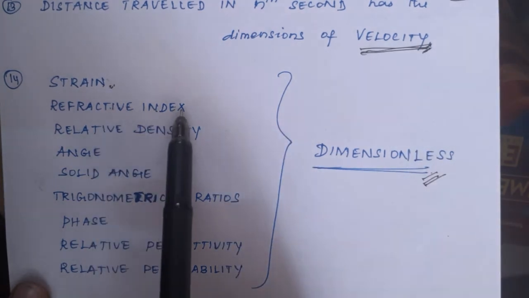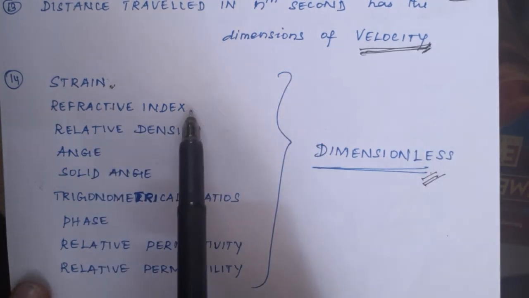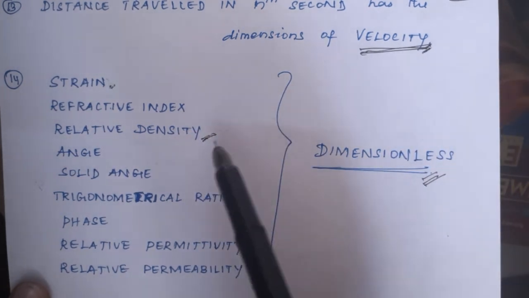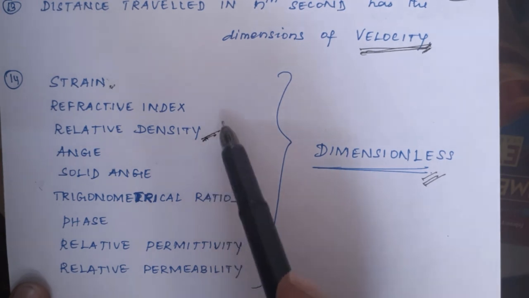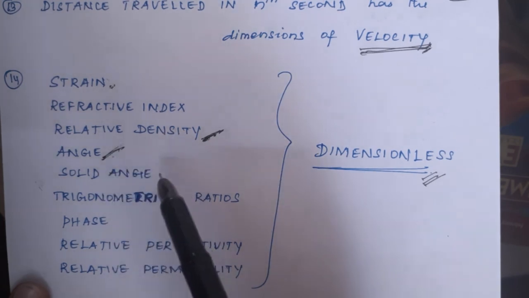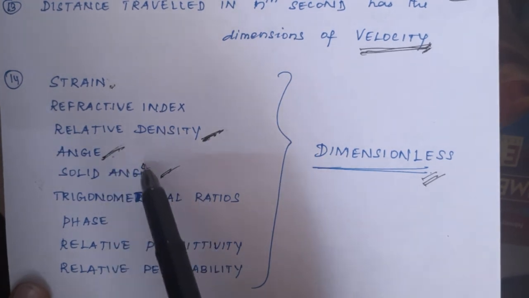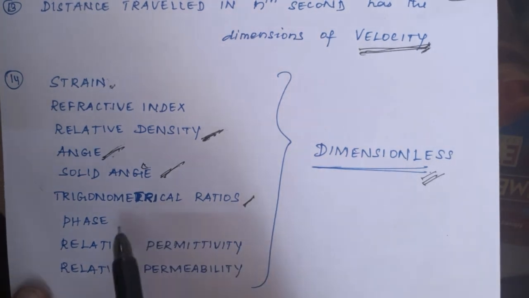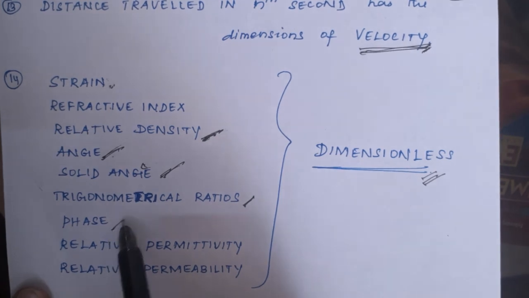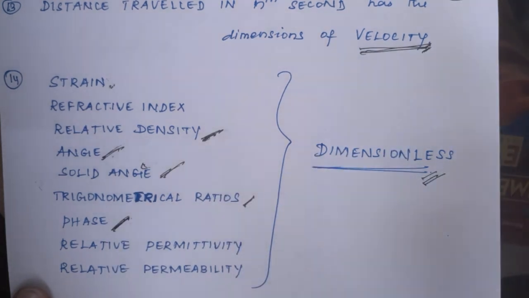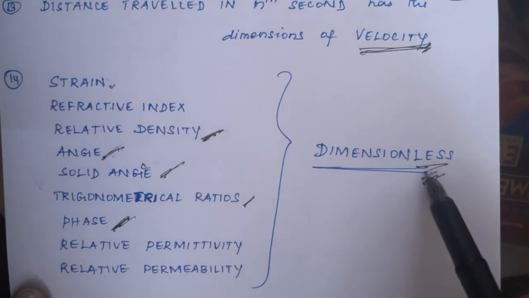Then refractive index, velocity of light in air by velocity of light in the medium, again no dimension. Relative density, you are comparing the density of something with the density of water, which is also a ratio, no dimension. Similarly, angle, we already derived angle, solid angle also no dimension. Trigonometrical ratios, no dimensions, sin theta, cos theta like that. Phase, vibration of particles which are in the same phase, same time, they are at a time going up or down, we call it phase, that also has no dimension.